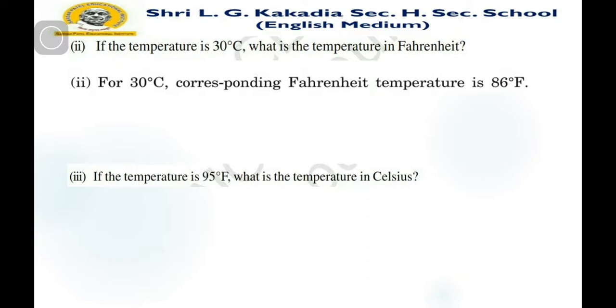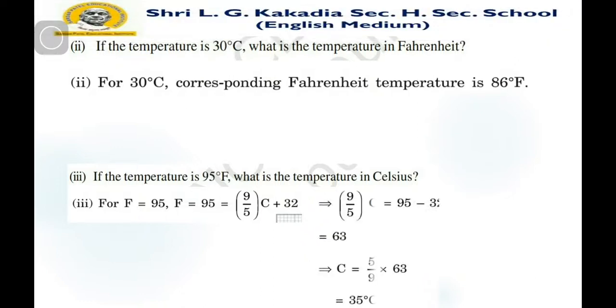Problem three: if the temperature is 95 Fahrenheit, what is the temperature in Celsius? Just put the value in the equation. For F equal to 95, we get 95 = 9/5 C + 32. Now we move 32 to the other side. Then 95 minus 32 is equal to 63.